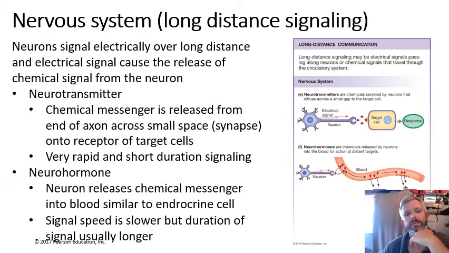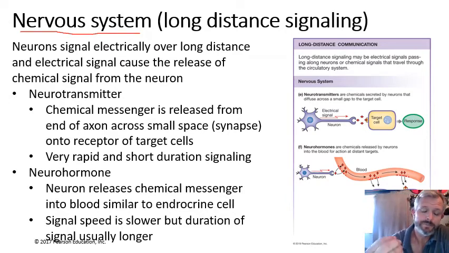So the other system involved in long-distance signaling is our nervous system. Unlike the hormone or endocrine system, we usually get rapid signaling between the neuron and whatever target cells we're talking to. But the signal is quick to respond and also quick in duration. It's not going to have this long-term effect on the cell, compared to the endocrine system where the hormones have a longer effect.